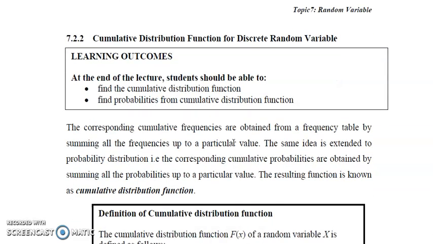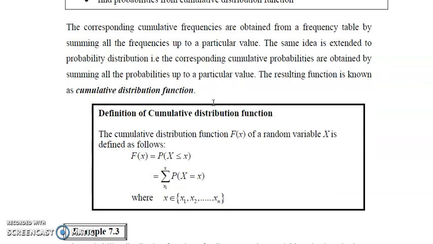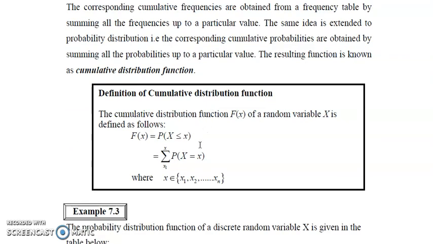Cumulative distribution function for a discrete random variable. Okay, this is the CDF. So what's the learning outcome? You'll learn what the cumulative distribution function is, and probabilities from the cumulative distribution function. As we know, the CDF is cumulative, it accumulates. So what will the definition be?